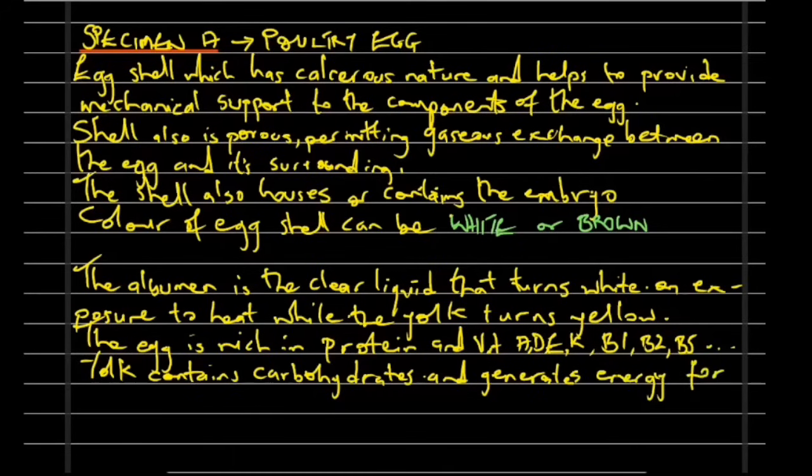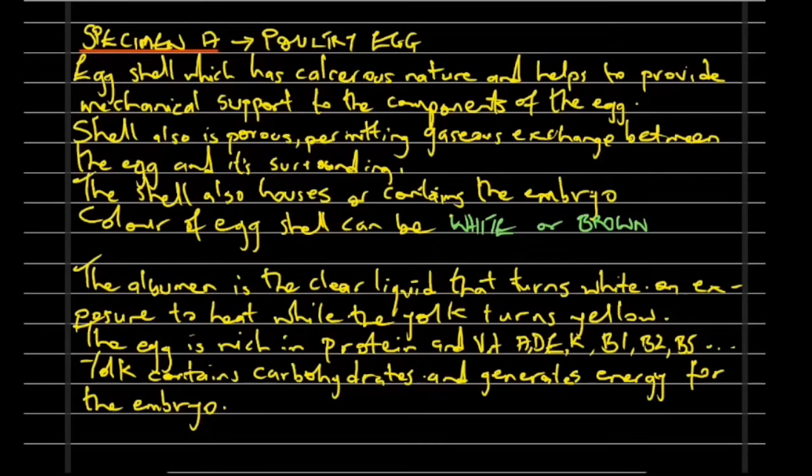It generates energy for the embryo. So these are some of the things that we need to know about this particular substance. Now, the color of the yolk will deepen when heat is applied to it.